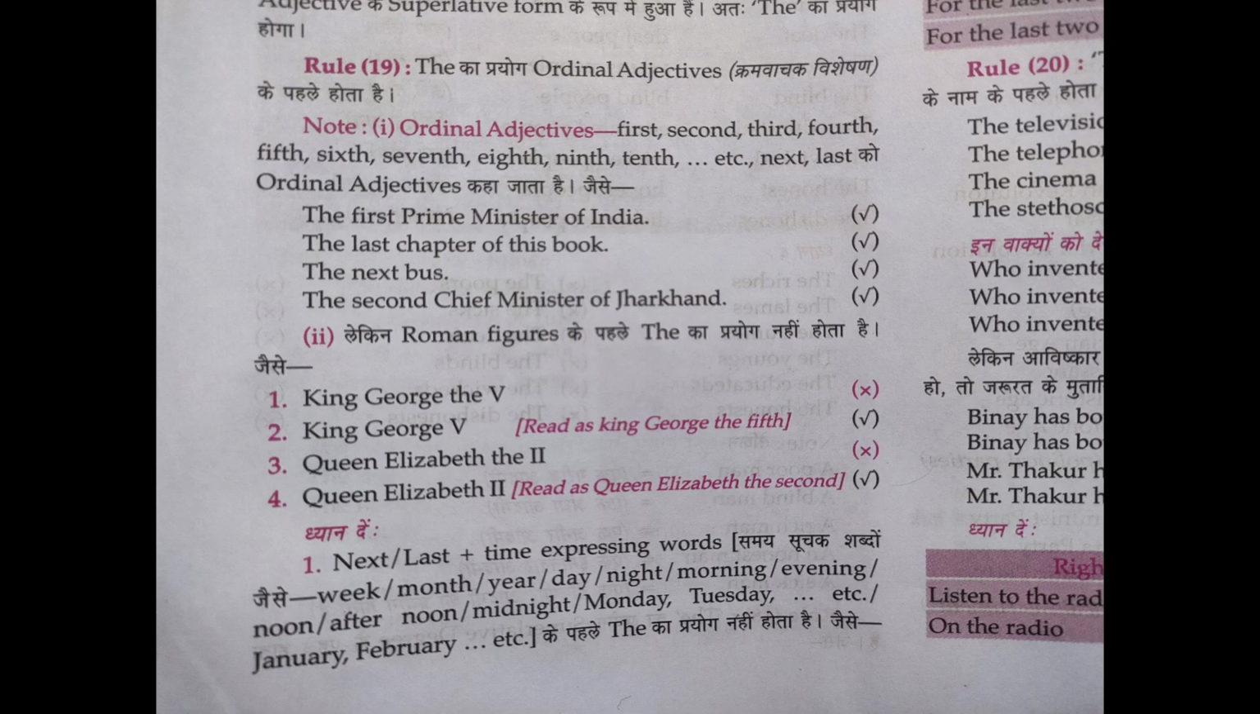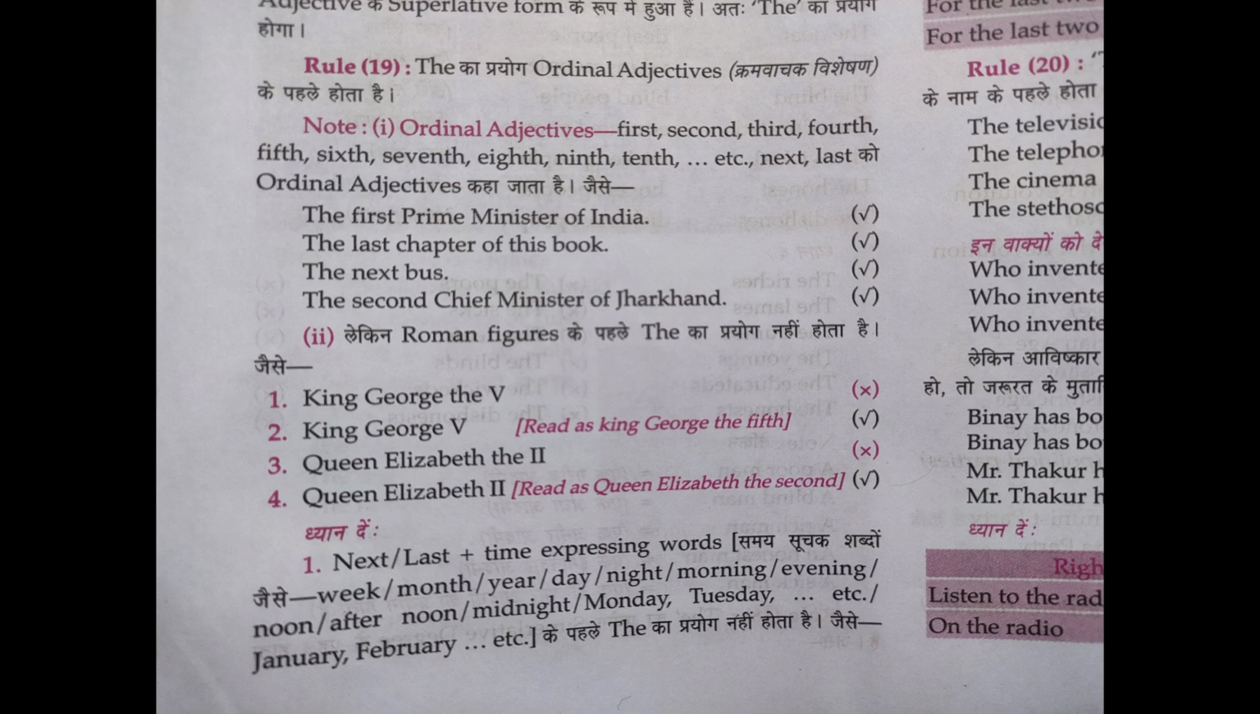But we don't use the before the Roman figures, like King George. The V is wrong, the fifth is wrong. King George the fifth is wrong, King George fifth is right. Queen Elizabeth second.